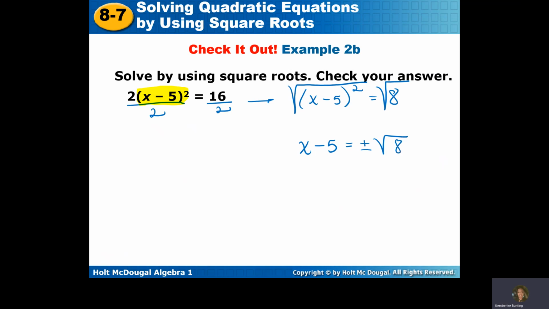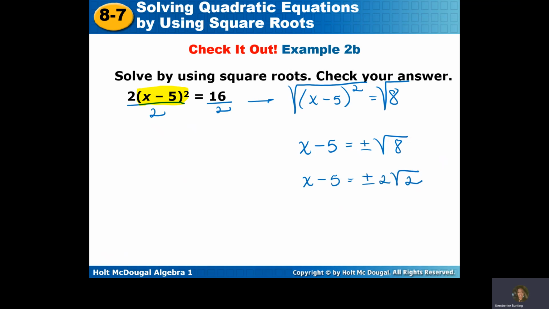I don't know. Pick up your calculator and tell me. What's the square root of 8? Should be 2 root 2, actually. It's 2 root 2? All right, Daniela is not playing with y'all today. So I have x minus 5 is equal to plus or minus 2 root 2.